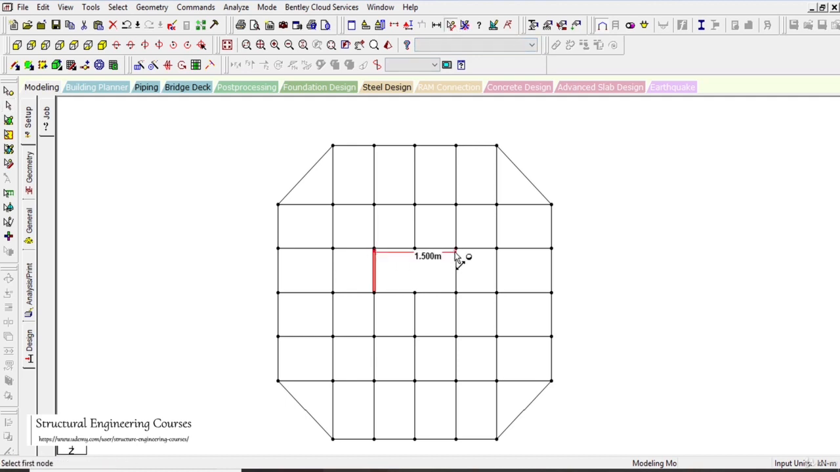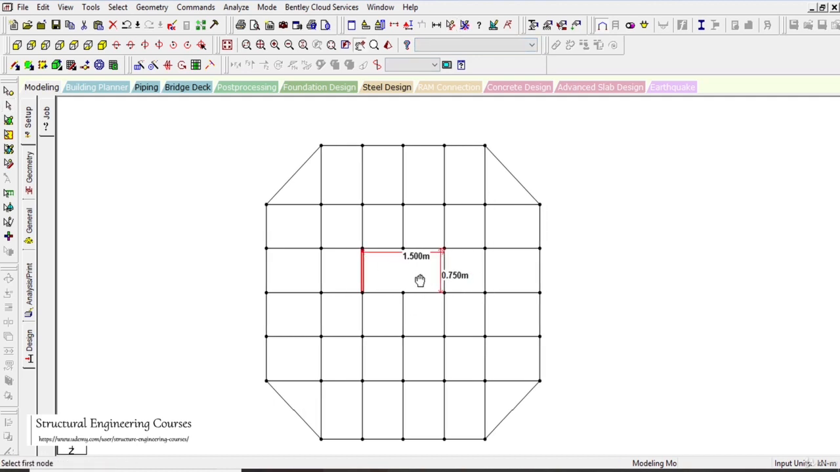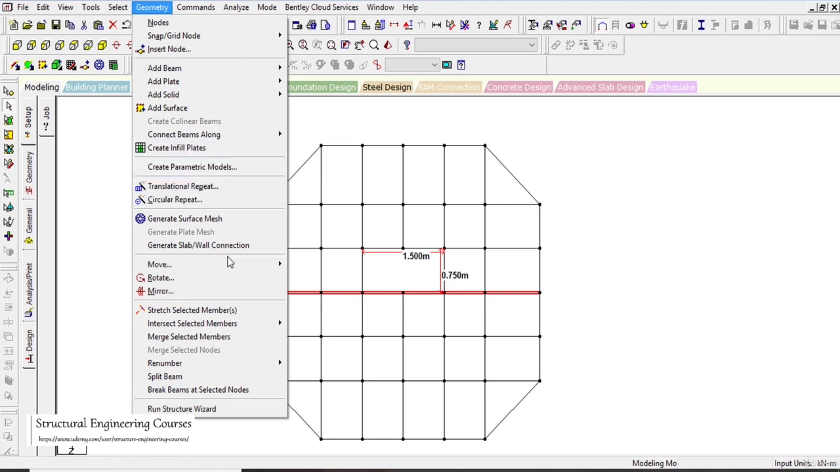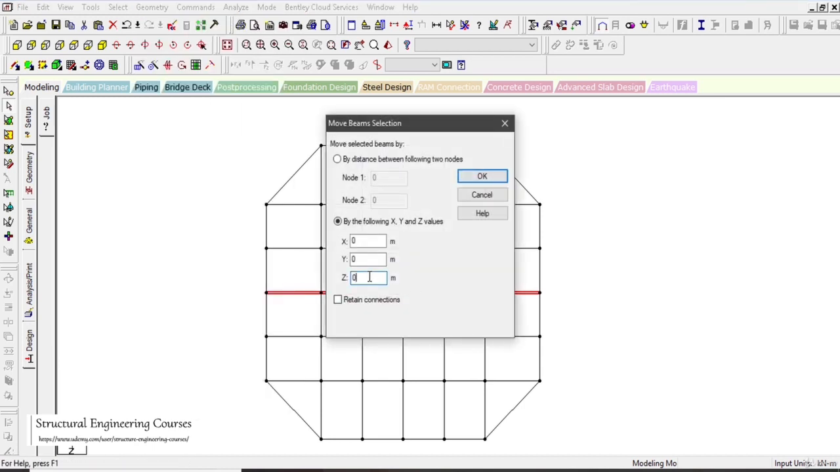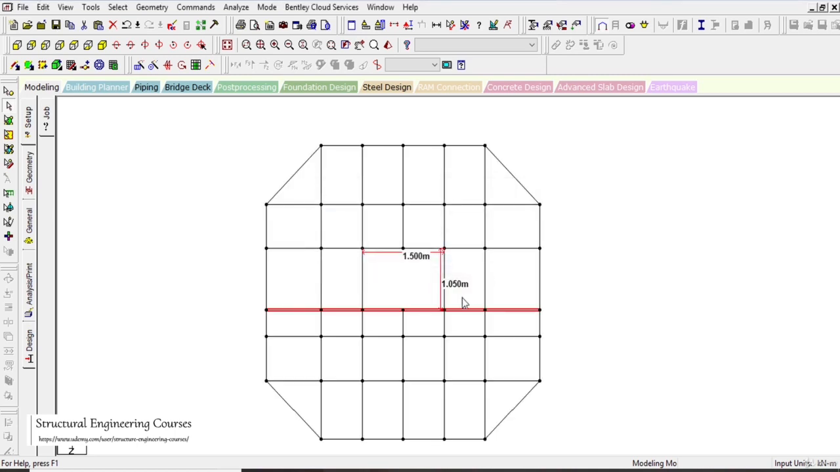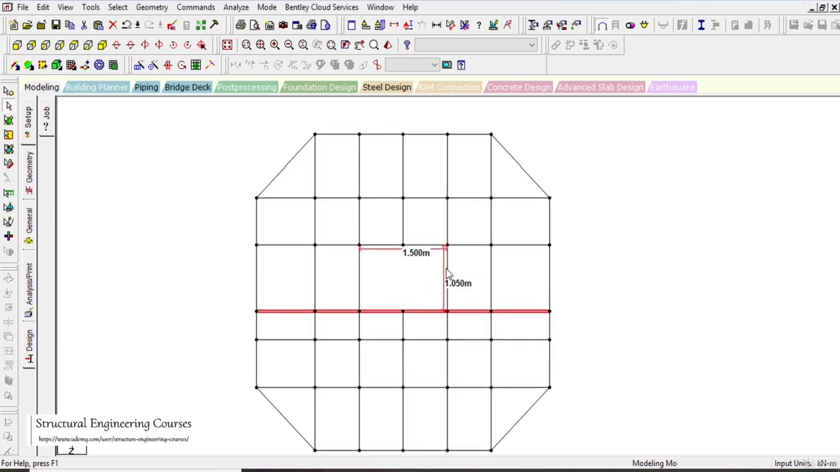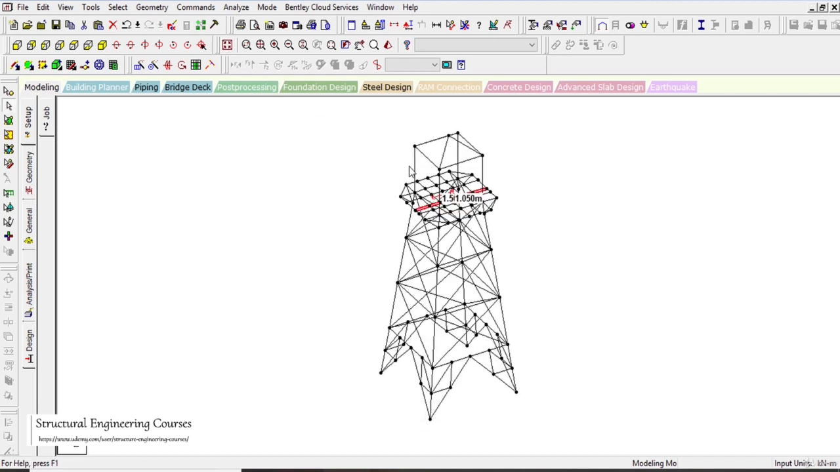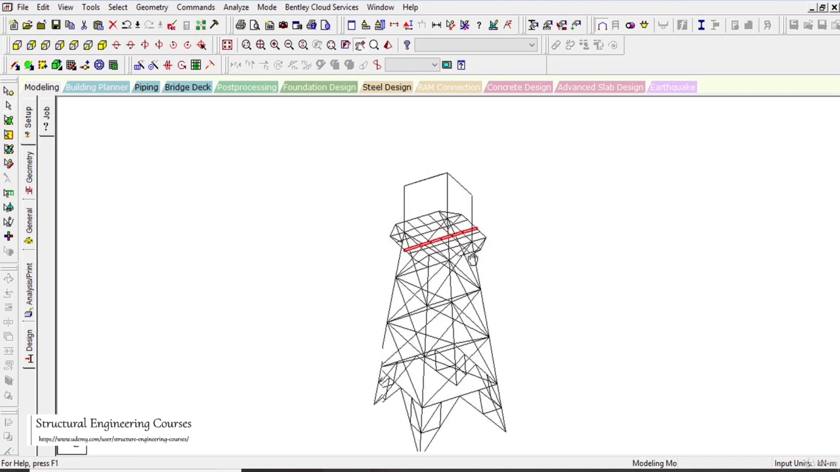And if we want to check this arrangement here, we can see that this is somewhat not sufficient for the entry of the staircase, because the minimum width of the staircase is approximately in the range of 900 to 1200 mm. So we can go to geometry, move, and for the member we can select Z as 0.3 meters and left click on retain connections here. So now we can see that the width of the staircase is okay. So after that, now this floor arrangement has also been drawn.